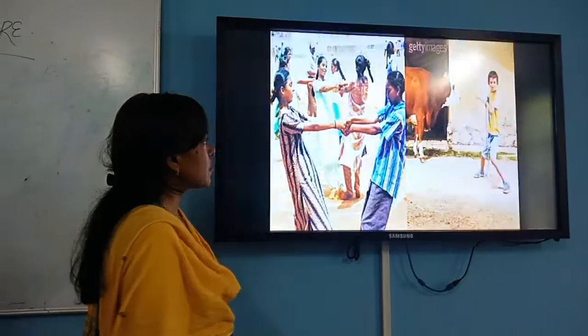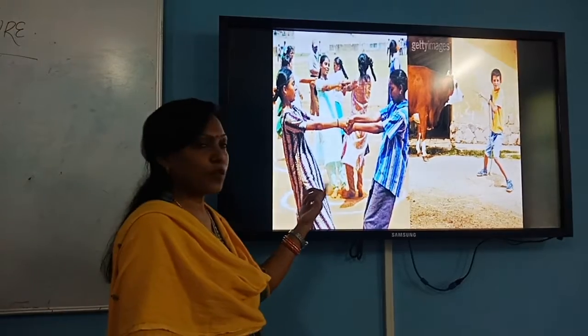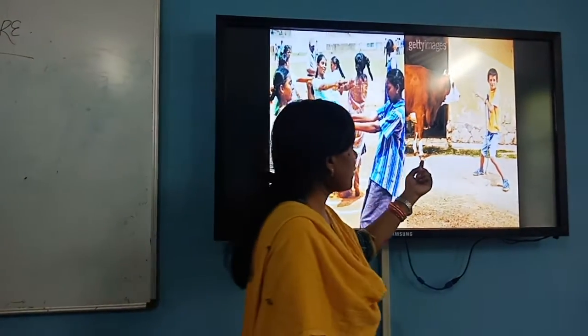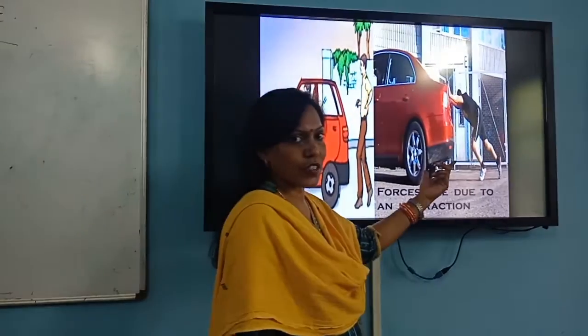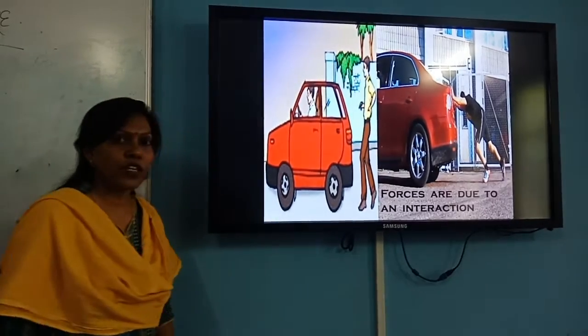Some other examples. Here two girls are pulling each other. Here there is a cow and a boy, both pulling each other. So these are examples of force.